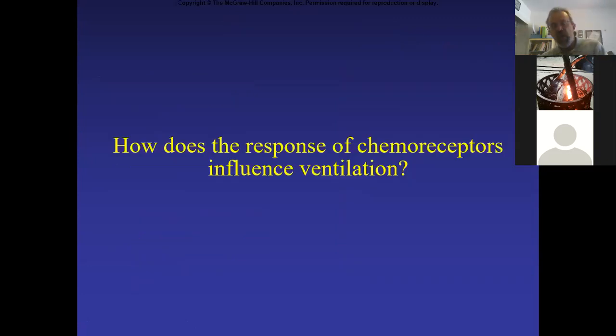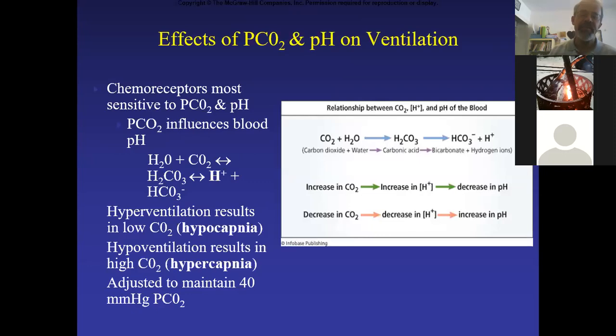All right. So kind of following up on what we just saw, how does the response of the chemoreceptors influence ventilation? All right. So this is kind of a throwback to your buffer lab. Even though technically chemoreceptors are sensitive to both respiratory gases, oxygen and CO2, the influence of oxygen is minimal. It's more the levels of CO2. The P in front of that just means the pressure of CO2. So it's not a new chemical, it's just the pressure of CO2. They're most sensitive to CO2 and pH.